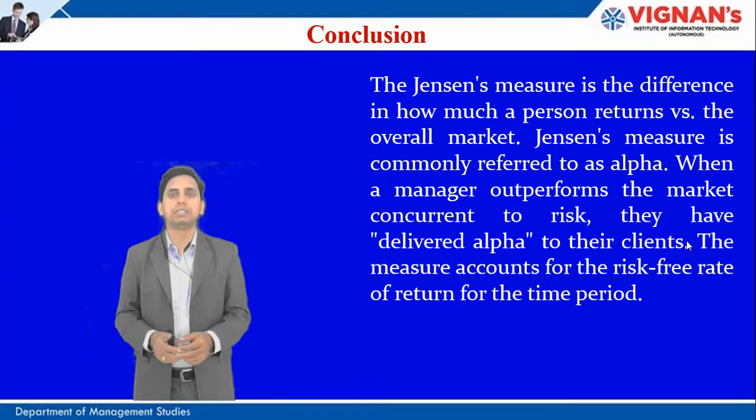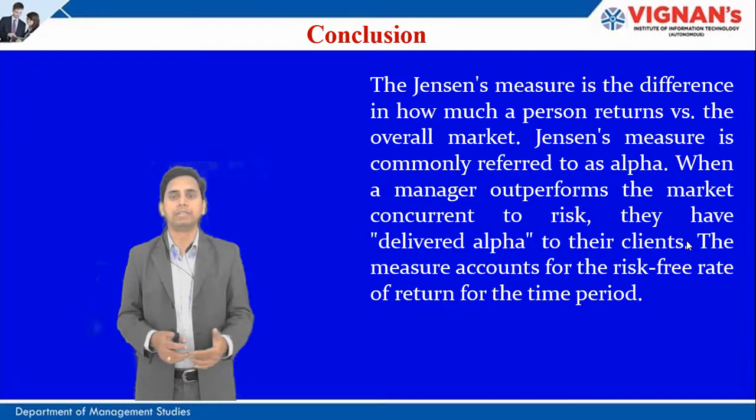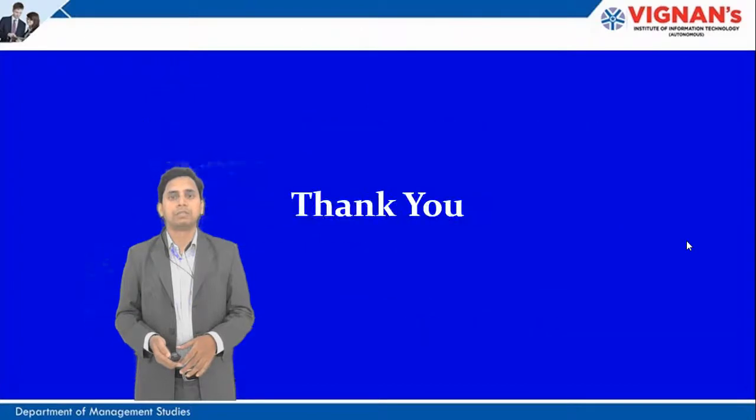So finally, Jensen's measure is the difference between a portfolio's return and the overall market return, and it is commonly referred to as alpha, Jensen's alpha. When the manager outperforms the market relative to the particular risk, they have delivered value to their clients, and the measure accounts for the risk-free rate of return for the time period. So that is what Jensen's measure is.